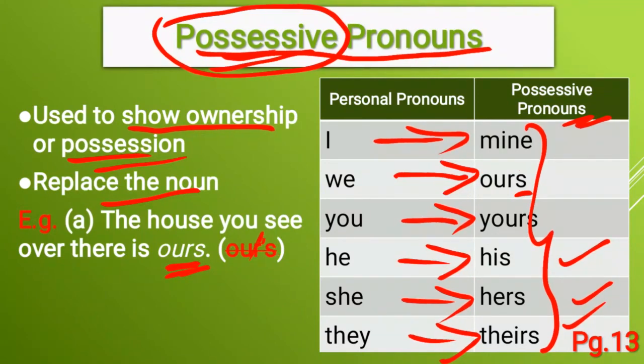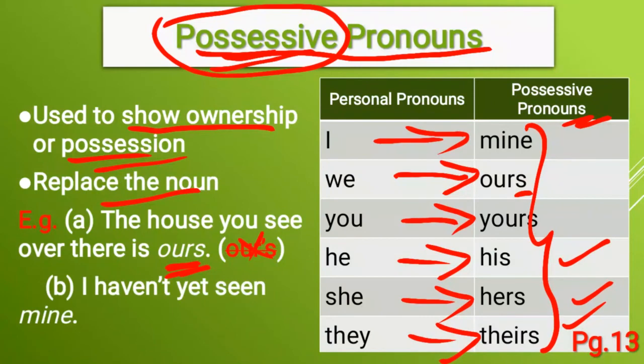Got it, children? Yes. And then one more example. I haven't yet seen mine. Mine may be my book, my pen, my pencil, my box, my lunch bag, anything. Okay, children. So these are called possessive pronouns. What are they? Mine, ours, yours, his, hers, and theirs.